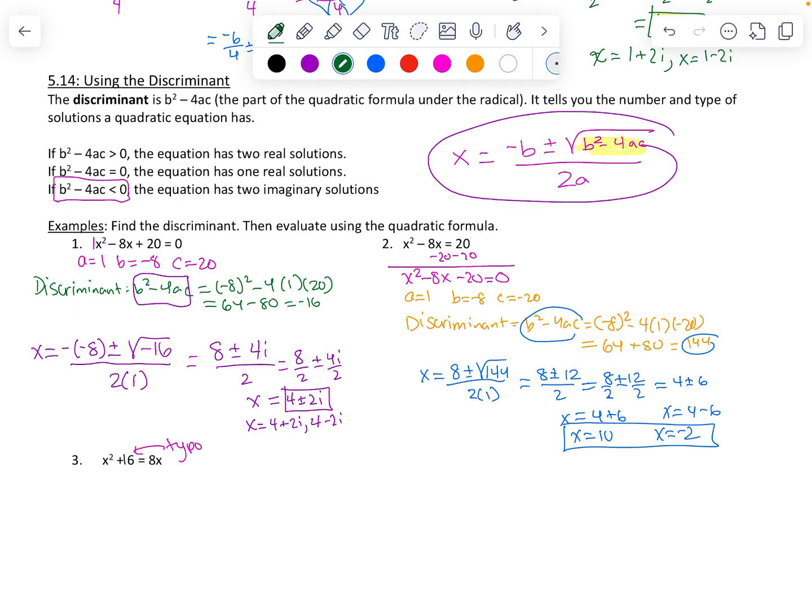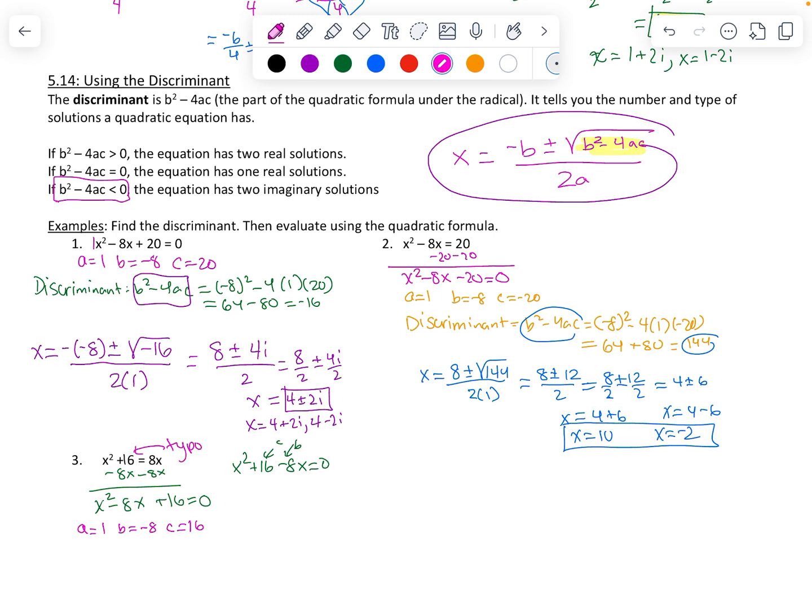Feel free to pause the video and try this one on your own. I recommend it. So the first thing I'm going to do is move over that 8x and write this in standard form. You will notice that I put the 8x in the middle. If you write it as x squared plus 16 minus 8x equals 0, that is fine as long as you recognize that the 16 is the C and the -8 is the B. It's out of order. I usually prefer just to write it in standard form the first time, keep it in order so that I know what my A, B, and C are.